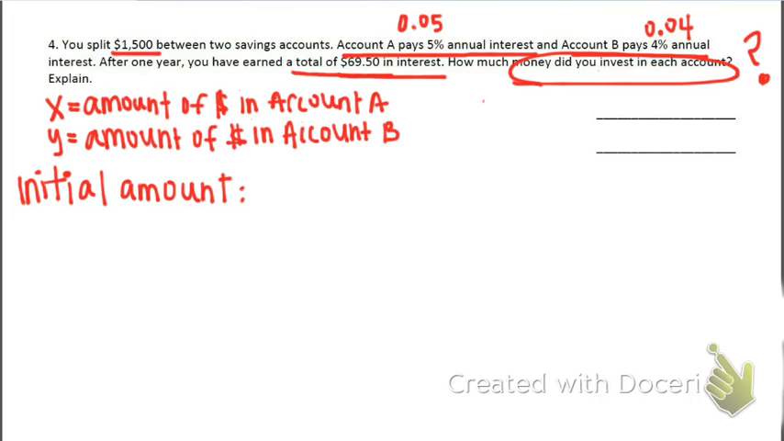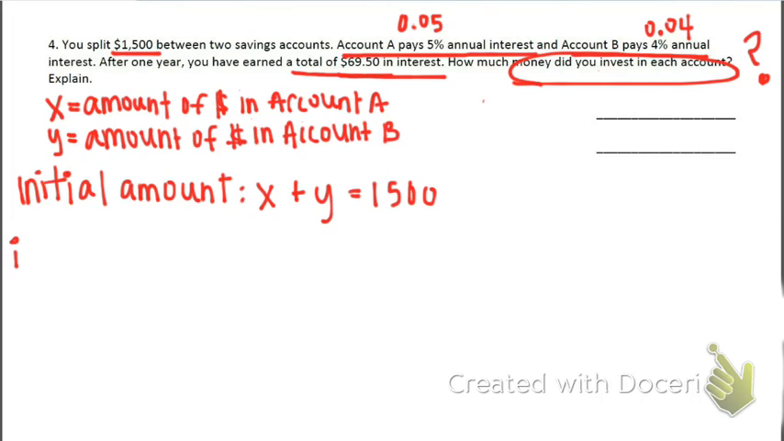Yeah, we're going to add the two accounts together, and it should equal how much money? 1,500. So x plus y equals 1,500. Does that make sense? So the amount of money that I deposited in account A plus the amount I deposited in account B should be a total of 1,500, right? Yes? Okay. So then the second equation is just going to have to do with the interest earned.